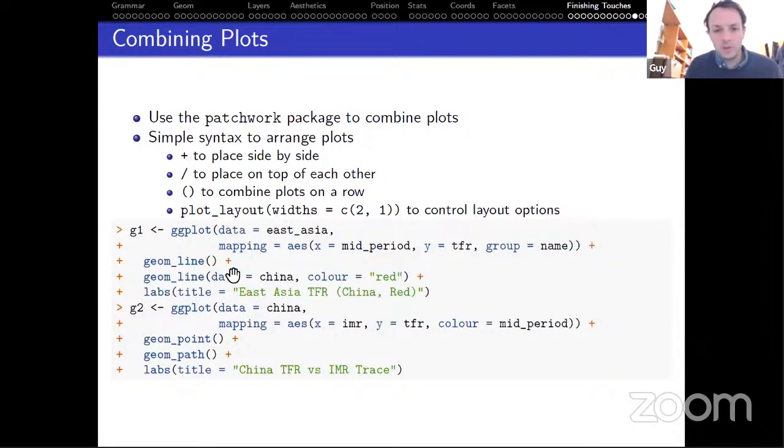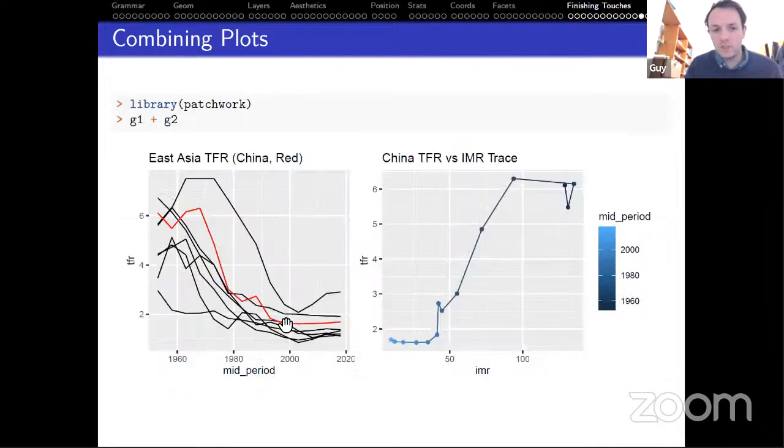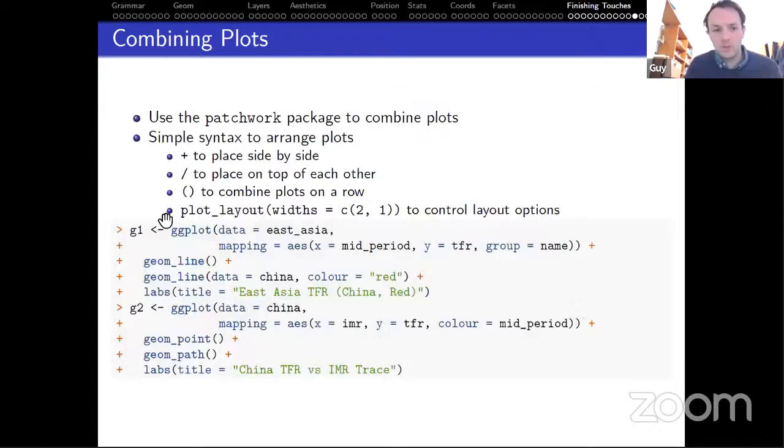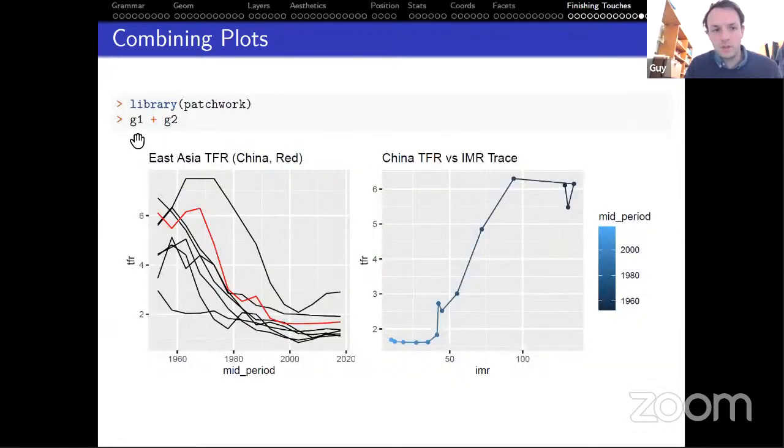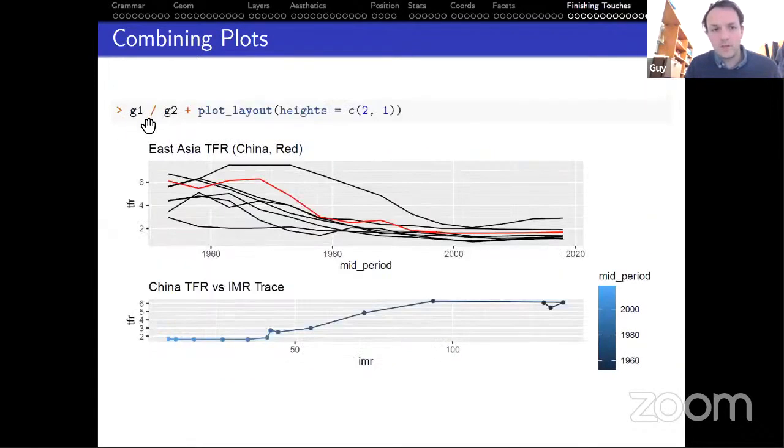So here I've just created 2 plots. One for East Asia and one for China. You see, there are different types of plot. This is a line plot. This is a path plot. And here we can combine them using G1 plus G2. I save the first plot as G1 and the second one as G2. I can combine them, putting them side by side using the plus. I can put them on top of each other using the forward slash. And I can control the relative heights, so this is 2 to 1 using the plot layout function.